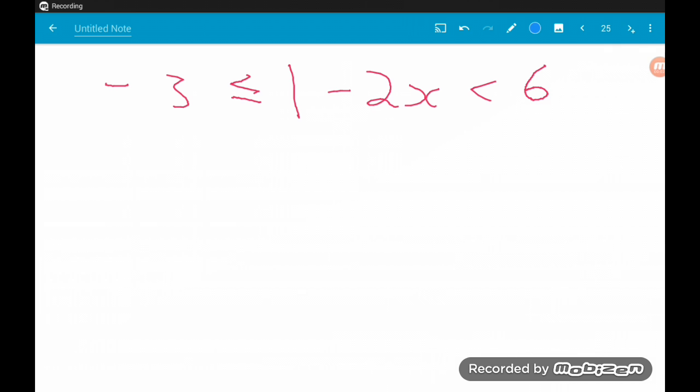Okay, next up. Minus 3 is less than or equal to 1 minus 2x, which is less than 6. First of all, let's sort out this 1. So we subtract 1 in all three parts of the inequality. So we're going to get minus 4 is less than or equal to minus 2x is less than 5. Now be very careful here. We've got minus 2x, so we now divide through by minus 2.